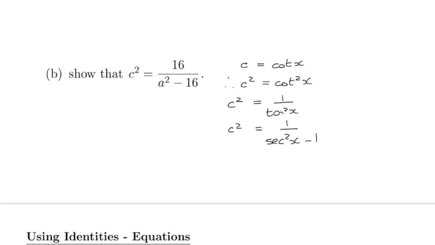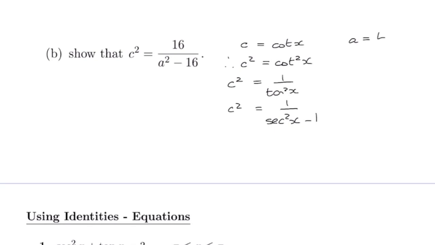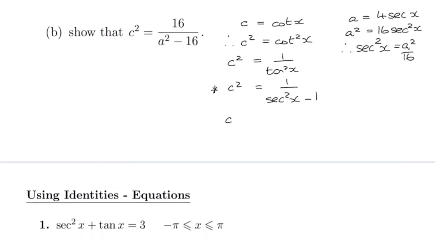Now we know that we were told right up at the top that a was 4 sec x, therefore a squared must be 16 sec squared x, therefore from that sec squared x must be a squared over 16. So I'm going to substitute that into the line we've got here, so we end up with c squared equals 1 over a squared over 16 minus 1.